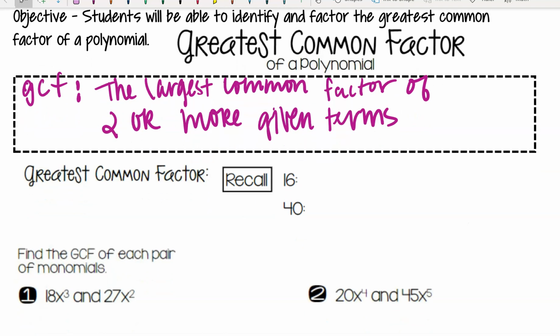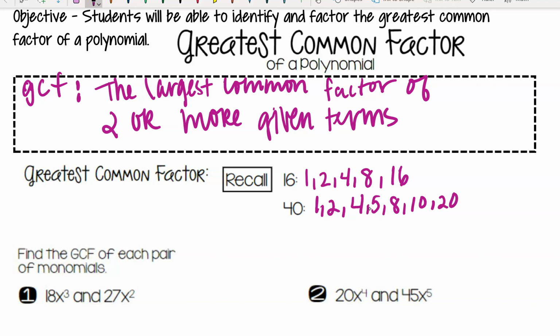An example of what this looks like is when you have 16 and 40, like we do down here. When you learned this before, we would list out the factors of each term. So I'm going to list out the factors of 16 and all the factors of 40. I like to keep mine organized from least to greatest. You can list them out with the pairs, like 1 and 40, 2 and 20, and things like that.